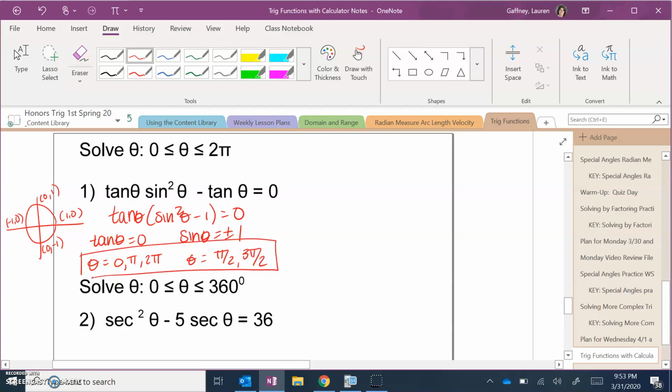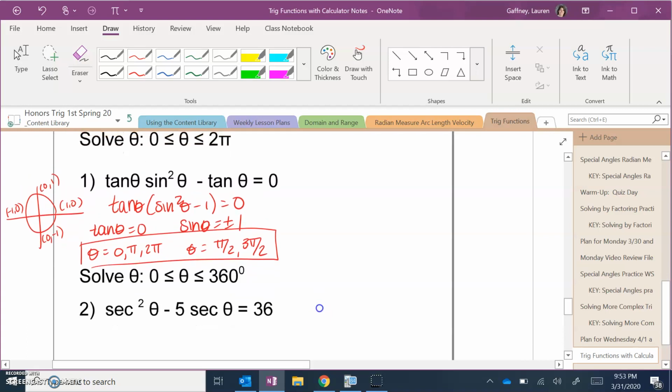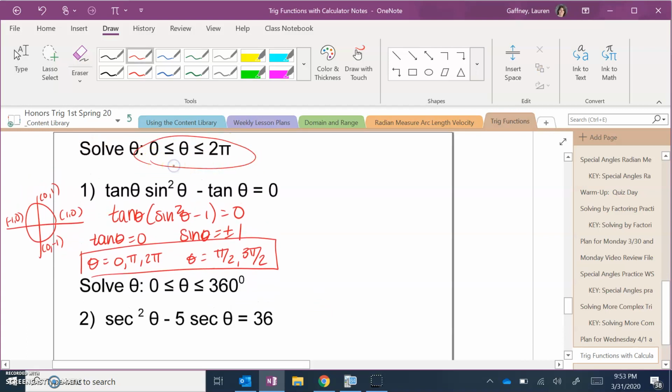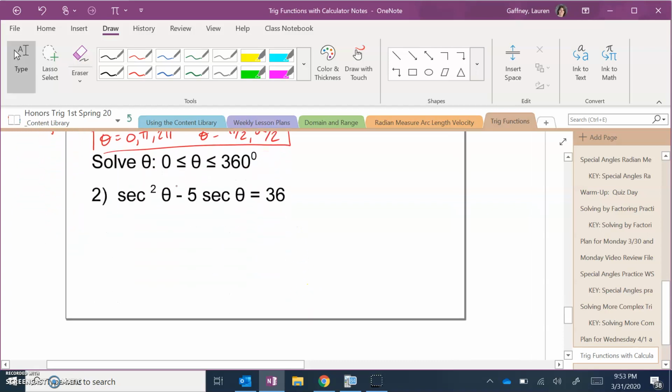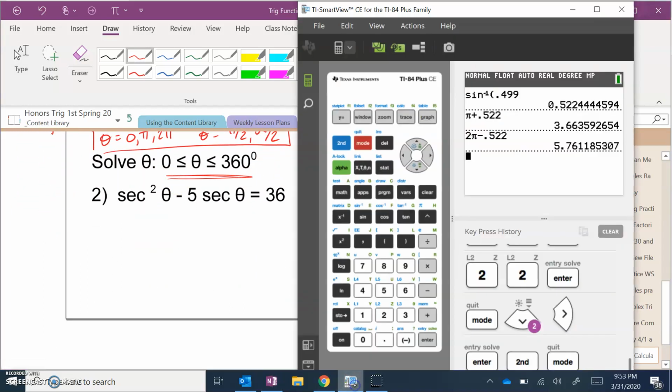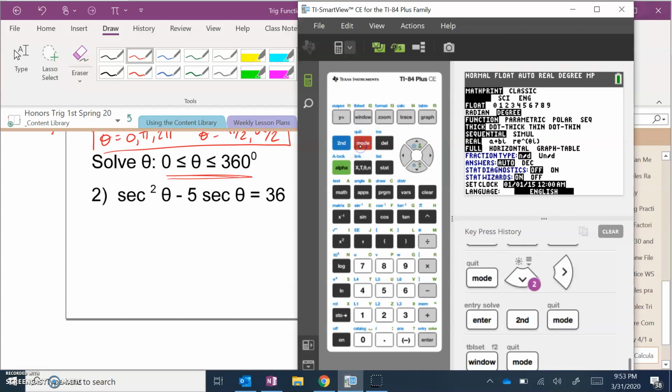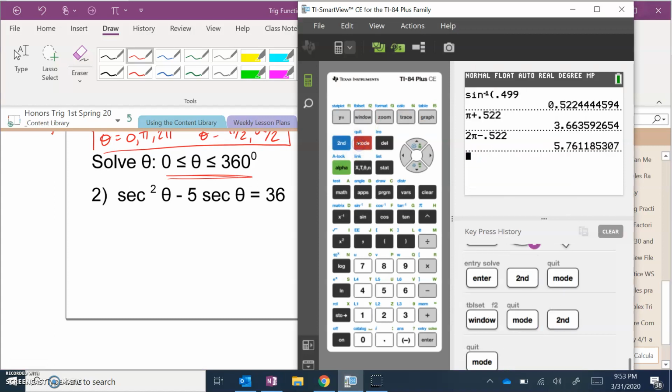Okay, when you come back on, take a minute and check yourself. That one, nothing to change. Just make sure you pay attention to the fact that it wanted it in radians and it did include the 0 and 2 pi. Okay, this next one. So we want to be in degrees, so make sure your calculator is in degree mode, which it is. Okay, so we're good to go.